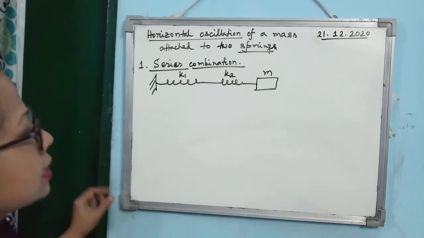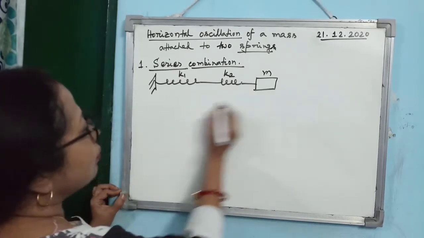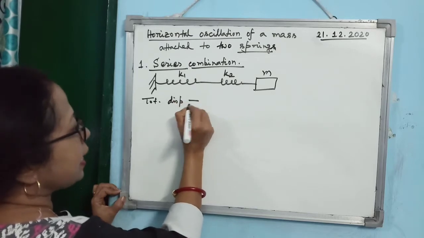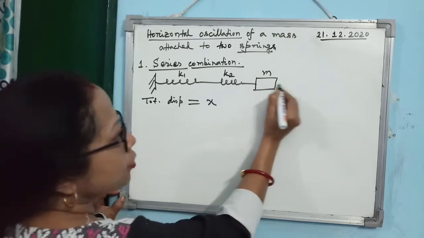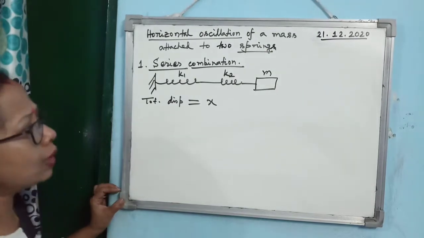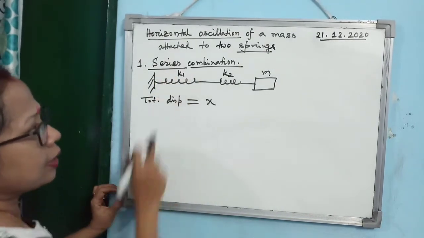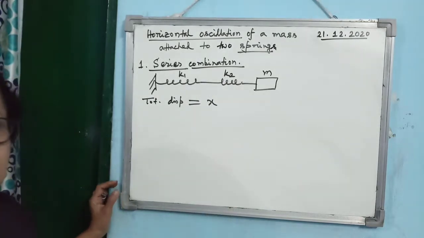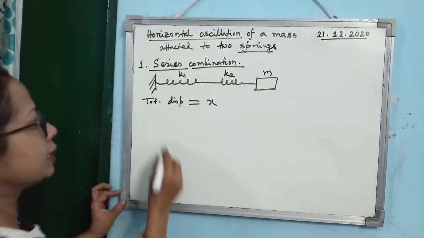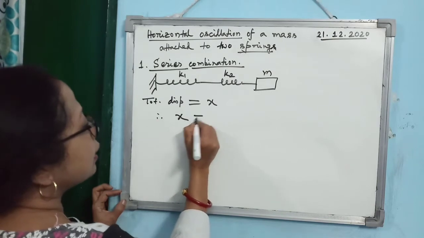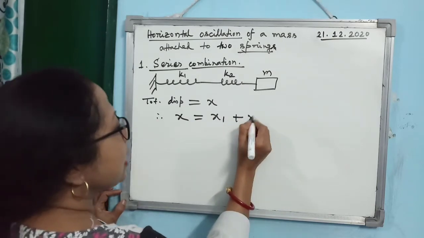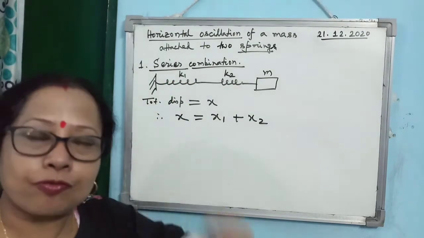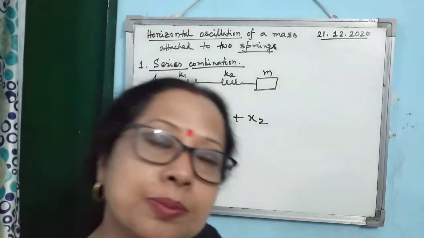So in this case, if you consider that you have displaced the mass by x, means you have just stretched it by an amount x. Then what will happen? The first spring will be displaced by an amount x1, and the second will be displaced by an amount x2. So the total displacement will be x1 plus x2. Means both the springs will suffer different amounts of displacement.